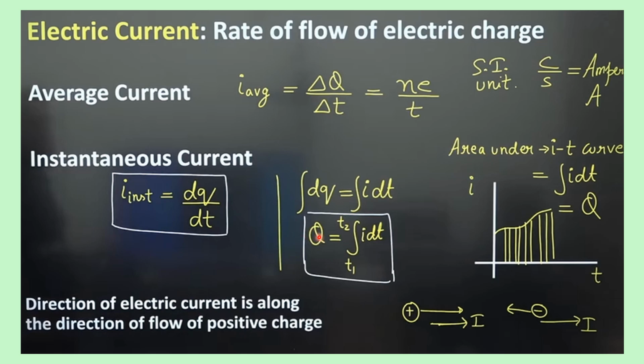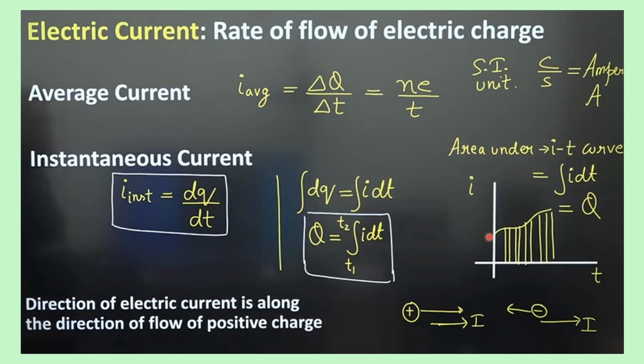It will be equal to, considering the time interval T1 to T2, the integral of I dt. Let us consider a graph here, the I-T graph. The x-axis will be time, the y-axis will be I. Then this area under the graph indicates the integral of I dt, which will be equal to Q.